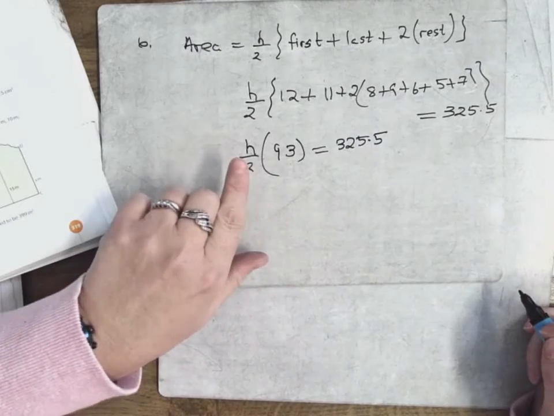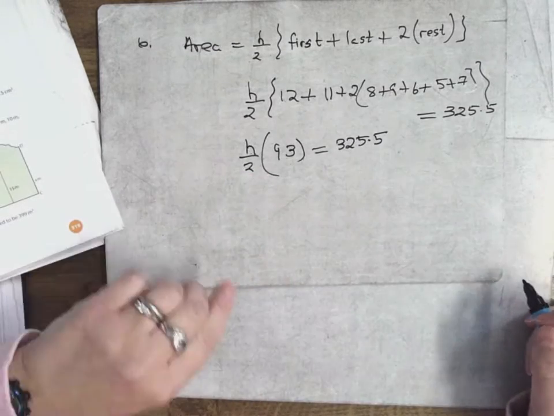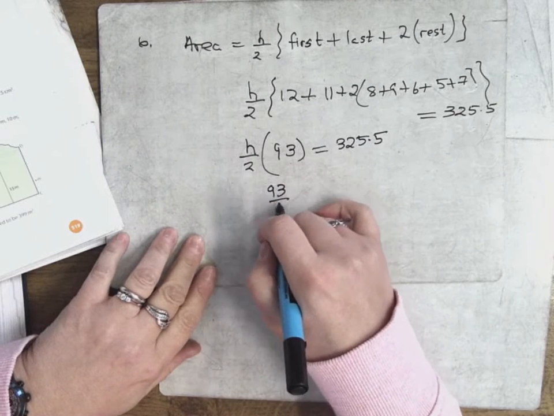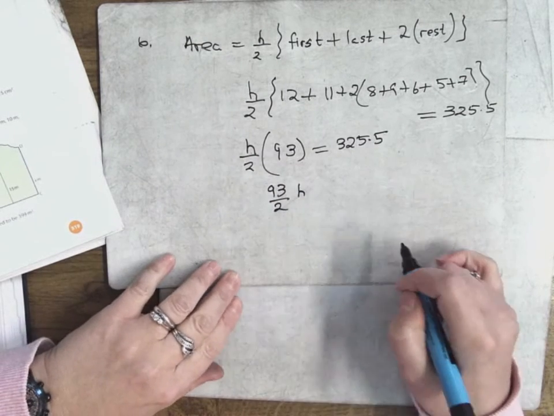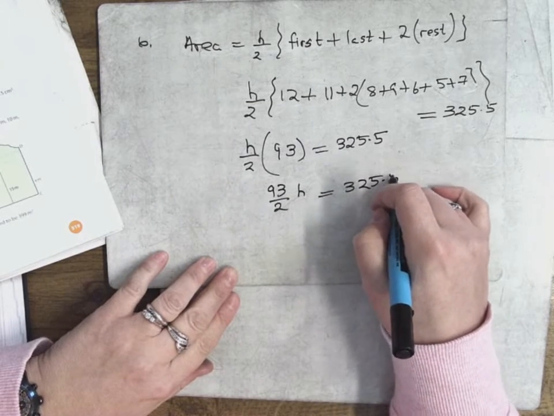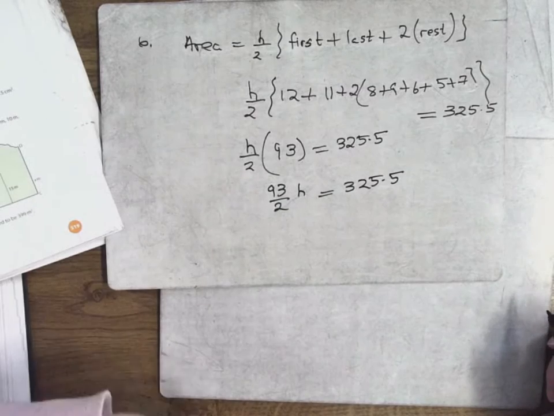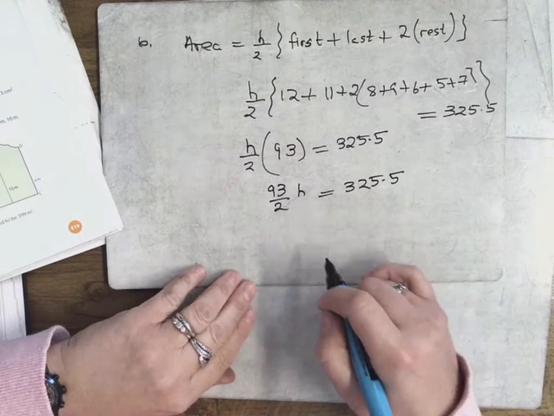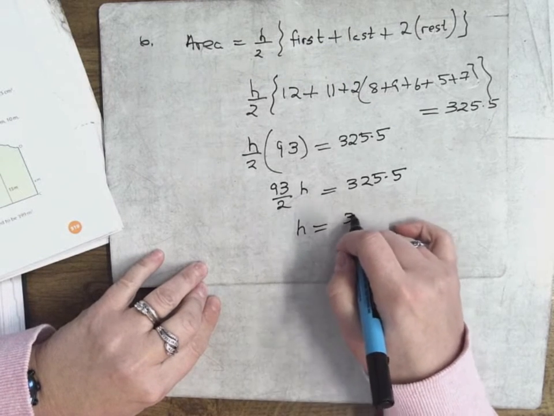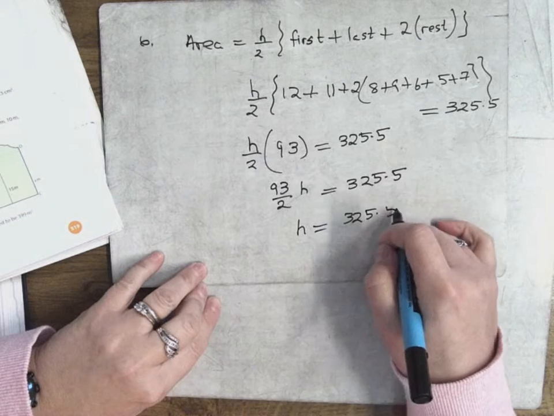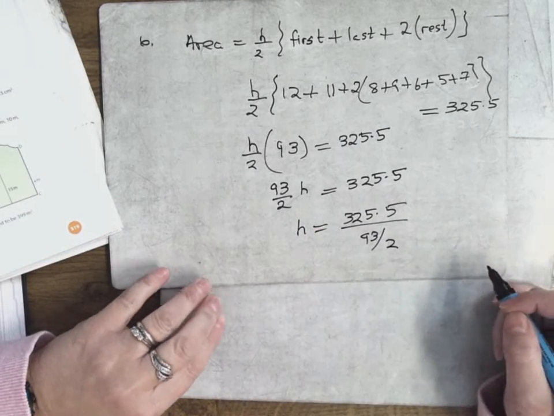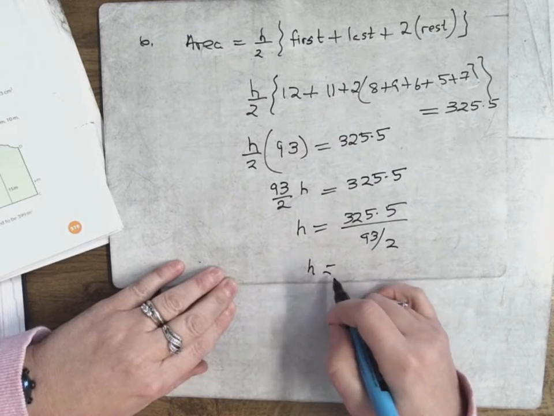Right, here, when you multiply that into the bracket, you'll just get 93h over 2. 93 over 2h, if you like, equals 325.5. What do I do now? Divide across by what? 93 over 2. Okay, that's h is equal to 325.5 divided by 93 over 2. It looks ridiculous, but you can key it into the calculator. Okay, so h is equal to, what's the answer?